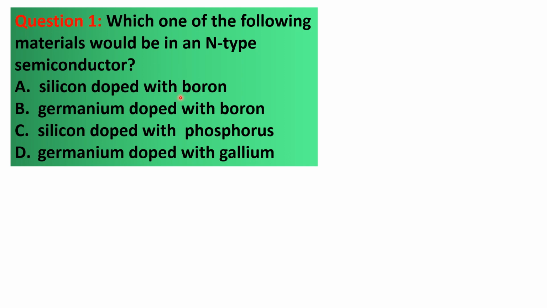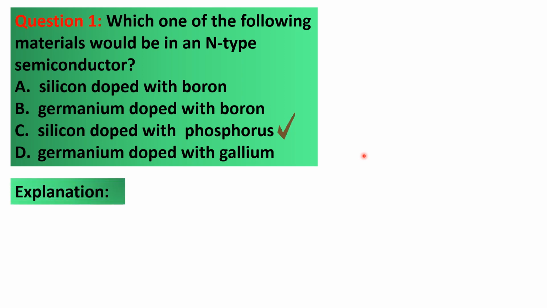For our first question, which one of the following materials would be an n-type semiconductor? Letter A, silicon doped with boron. B, germanium doped with boron. Letter C, silicon doped with phosphorus. Or letter D, germanium doped with gallium. The answer is letter C.